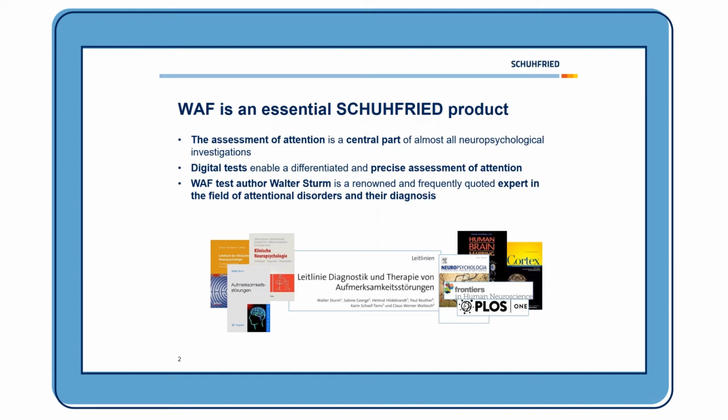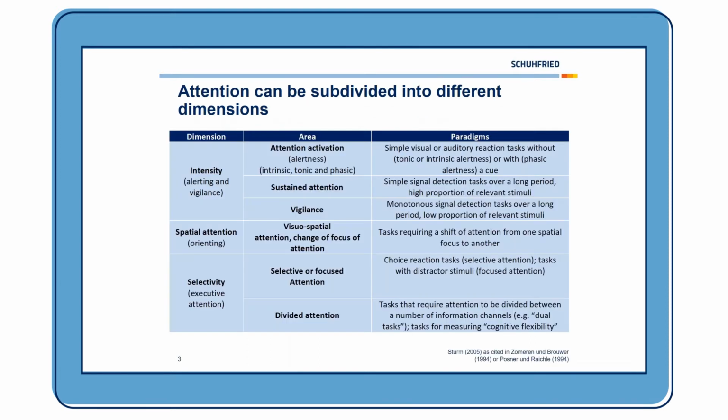So when we talk about attention, what are we actually talking about? So attention can be subdivided into different dimensions, which you see right here on the left. We can have a look at the intensity dimension, at the spatial attention, and at the selectivity of attention. When we look at the intensity of attention, we can measure in the area of the attention activation, which we call alertness. Here we often have simple visual or auditory reaction tasks without a cue. This would be called tonic or intrinsic alertness, or with a cue, which would be called phasic alertness.